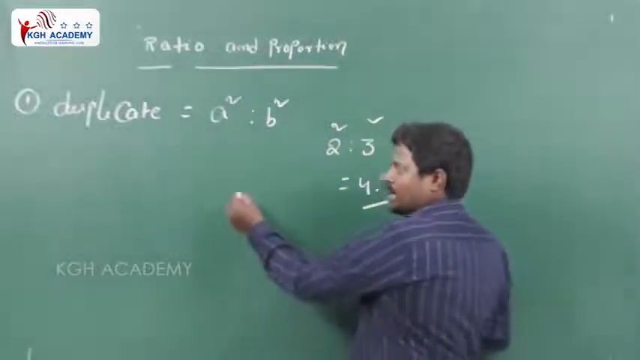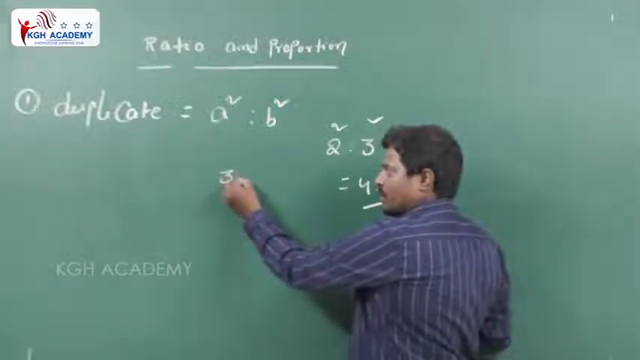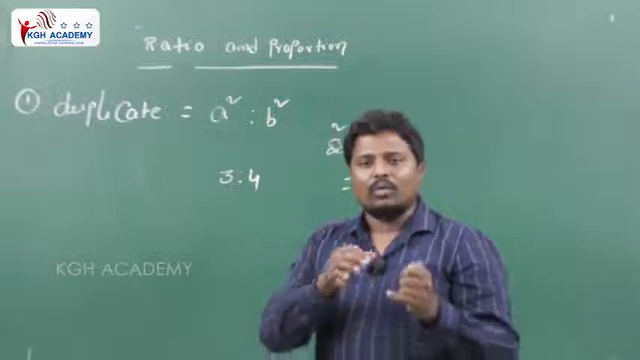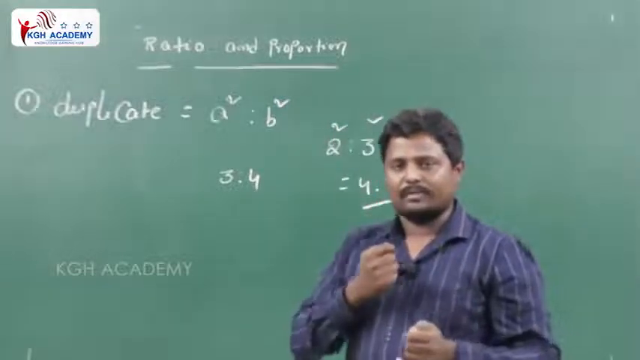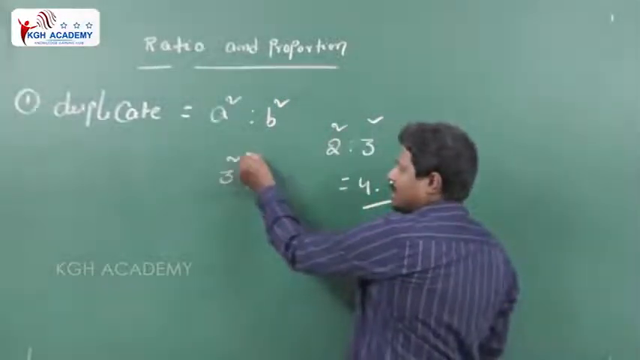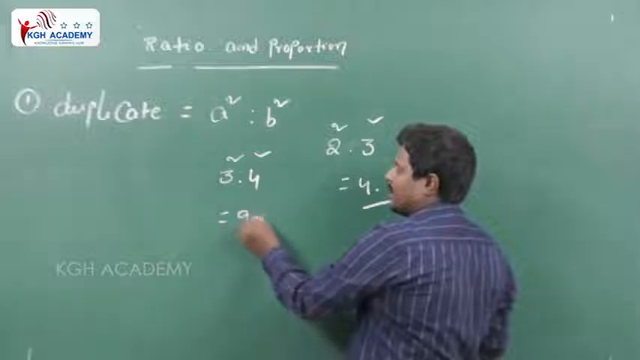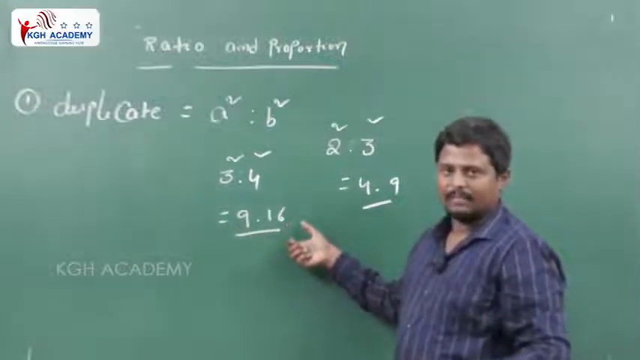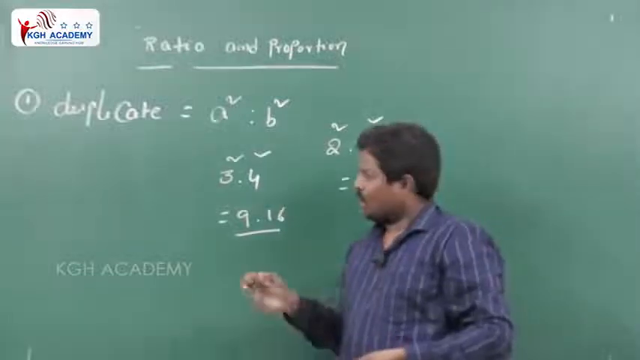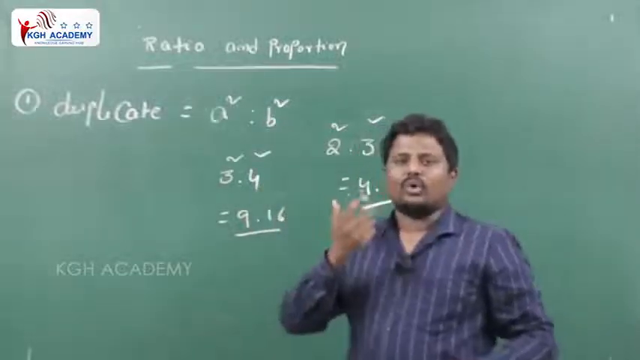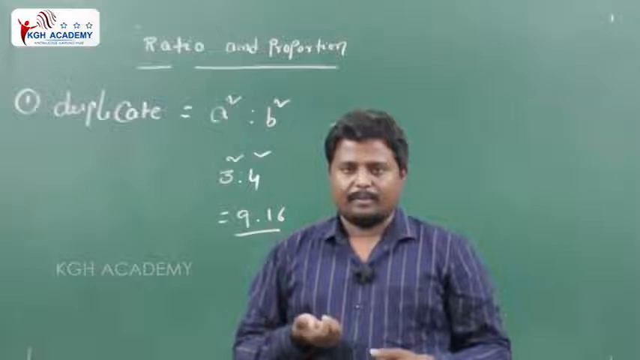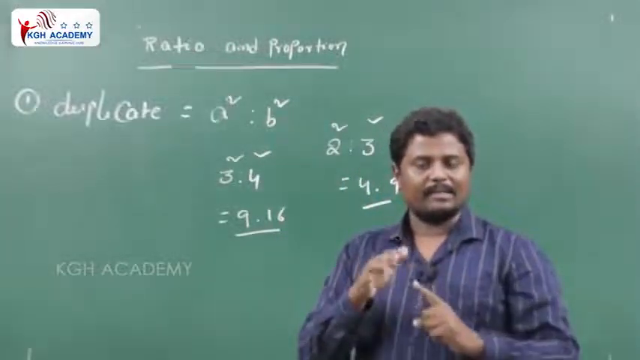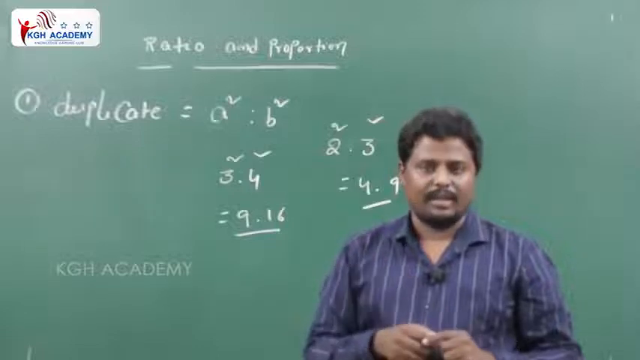Let us suppose you take 3:4. What is the duplicate ratio of 3:4? You have to take 3 square and 4 square. 3 square is 9 and 4 square is 16. So it is 9:16. If you take 4:5, 4 square is 16, 5 square is 25. That means the answer is 16:25.